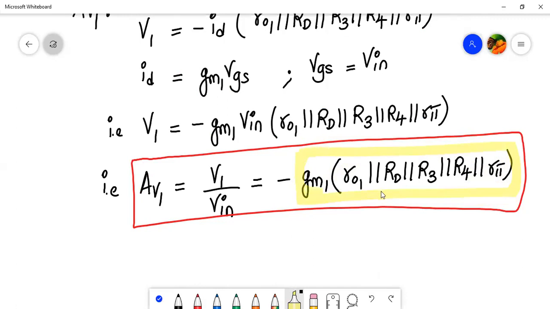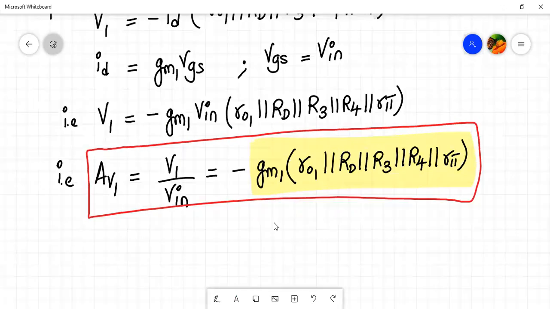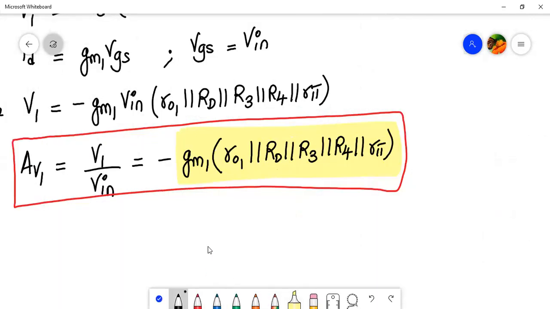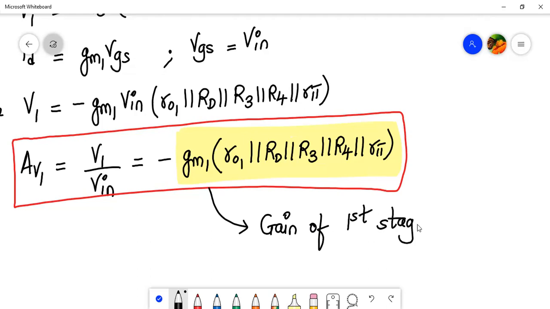So remember, don't learn this formula by heart. We can easily draw the mid-frequency model and write down eventually these formulas by observation also. Okay, so don't derive this again and again. You have to practice it. Looking at the cascade amplifier, you can directly write it down, right? So let me write over here, this is the gain of the first stage.